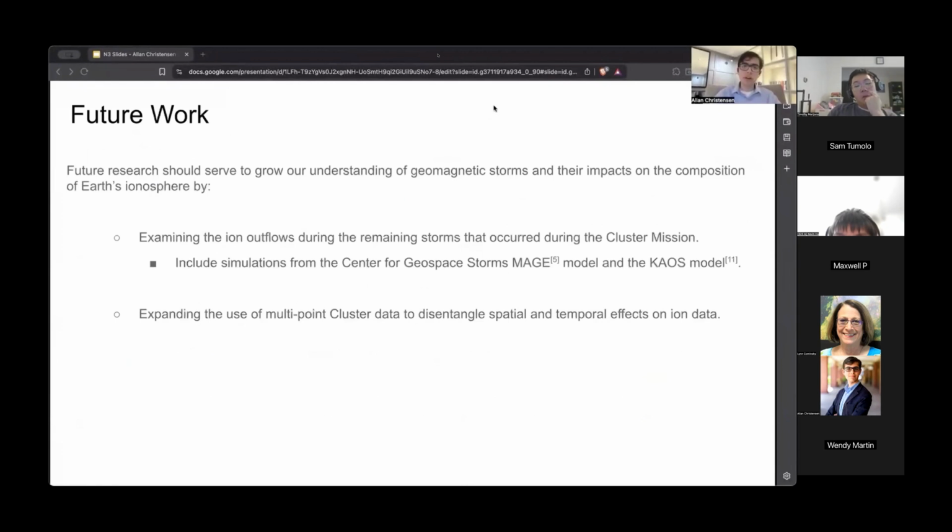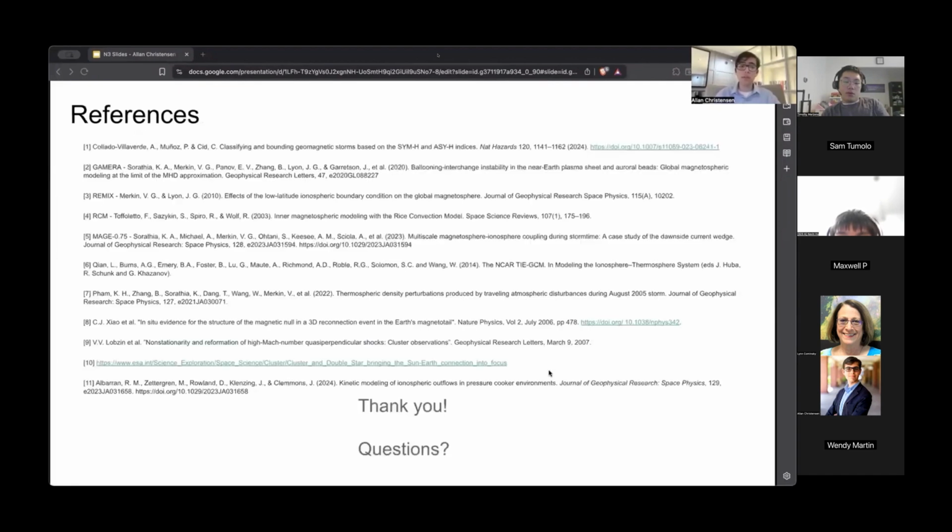As for future work, it should serve to build on the composition of Earth's ionosphere by examining the ion outflows during the remaining storms that occurred during the Cluster mission, possibly include simulations from the Center for Geospace Storms MAGE model and the CHAOS model, and expand the use of multi-point Cluster data to disentangle spatial and temporal effects on ion data.